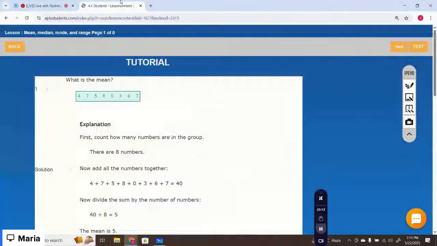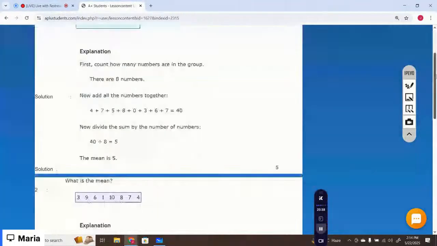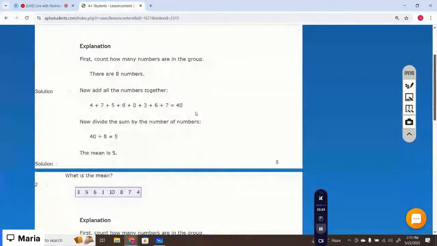You are given the numbers, you are given the data set. We need to calculate the mean of the data set. And how do we calculate it? We need to add all the numbers. There are eight numbers, right? You need to add them all together. So simply add the numbers, 40. Now you have to divide 40 by 8 because there are 8 numbers in the question. 40 divided by 8 is 5. So that means the mean of the data is 5.